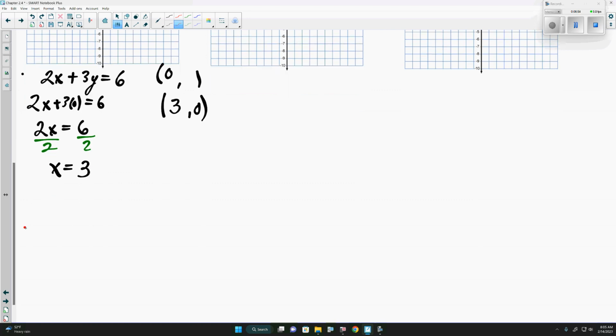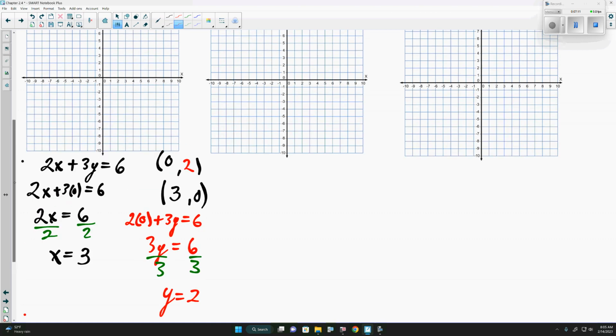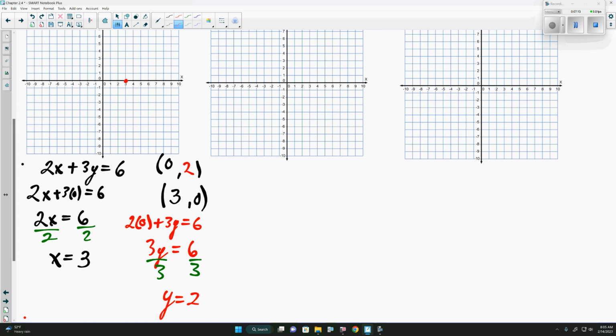Same thing is true for the y-intercept. We're really saying 2 times 0 plus 3y equals 6, which is just saying 3y is equal to 6. Divide by 3, so y is 2. So (3, 0) and (0, 2). Those are our 2 points.